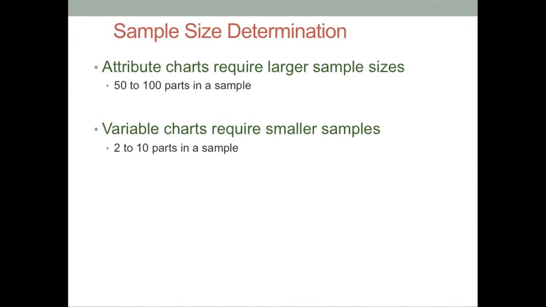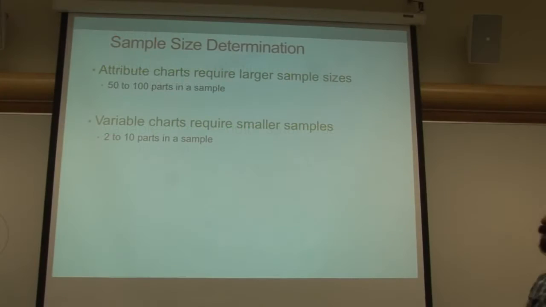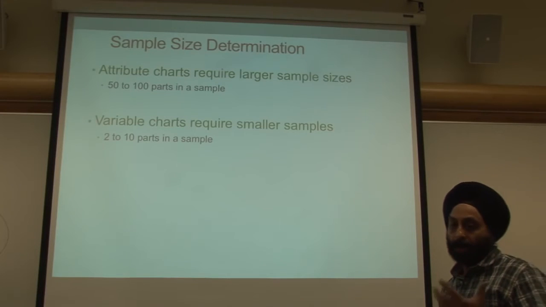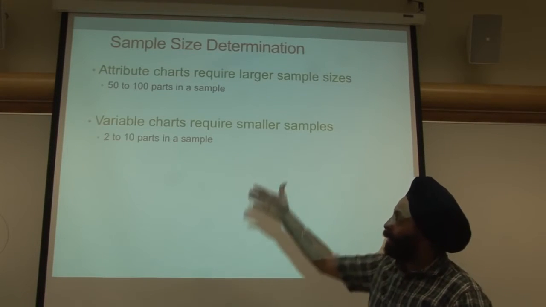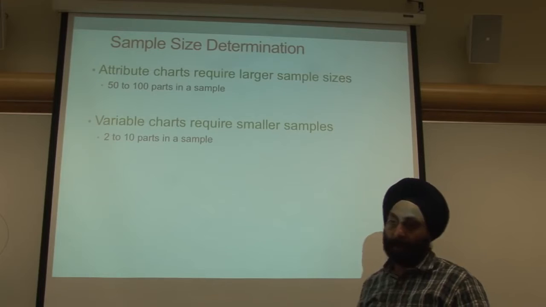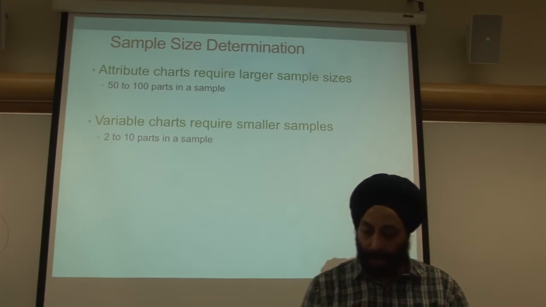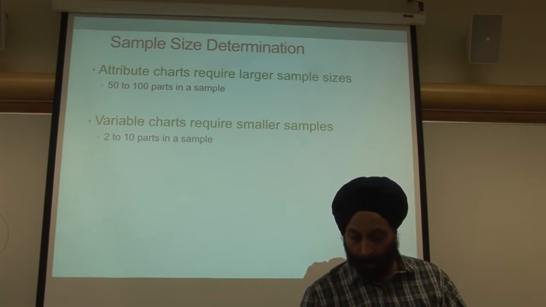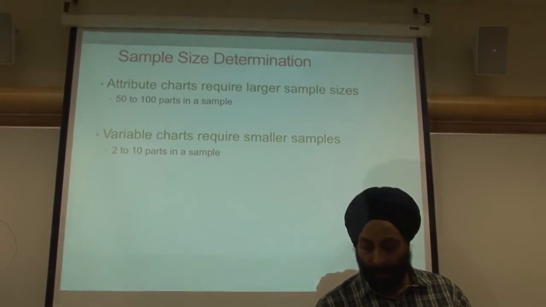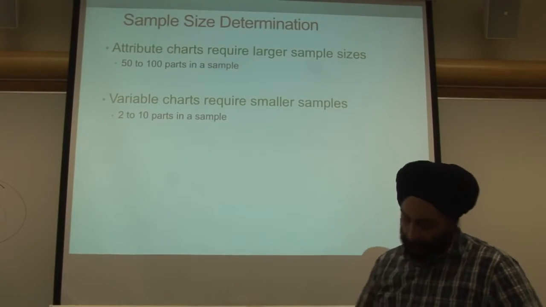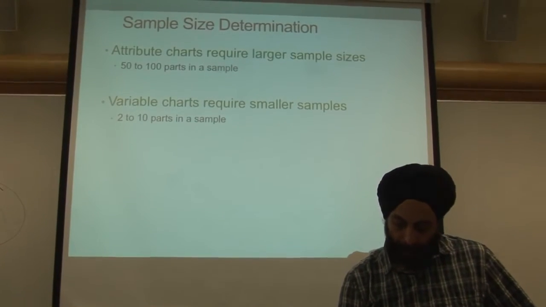Okay, sample size determination. Attribute charts require larger sample size. So typically you have a huge number of parts, whereas a variable chart requires smaller samples because that's where the range chart is done quickly so that you can process things. So that will take fewer samples.